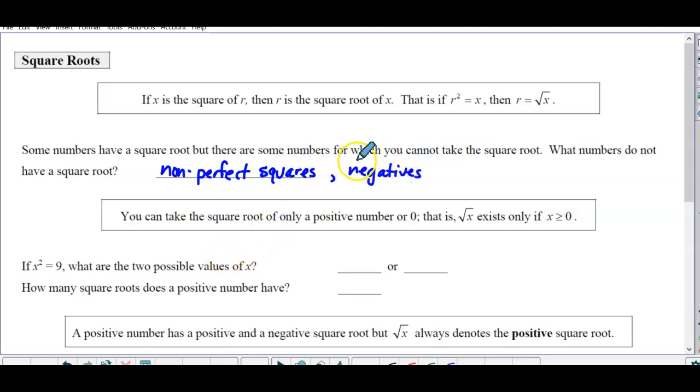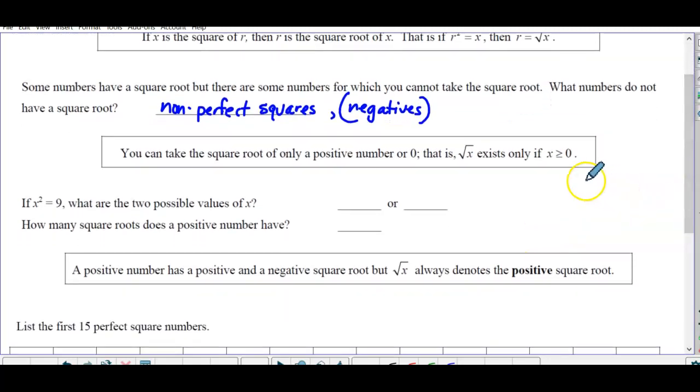I'll put negatives in brackets because a negative will never be a perfect square, so that kind of gives it away. But you can take the square root of only a positive number or 0, so that's why we said no negatives. That is, the root of x exists only if x is greater than or equal to 0. Okay, so we've talked about domain and range in this course, so this really gets into that, right? If this was a function y equals root of x, then your domain would be x has to be greater than or equal to 0 in order to have a graph.